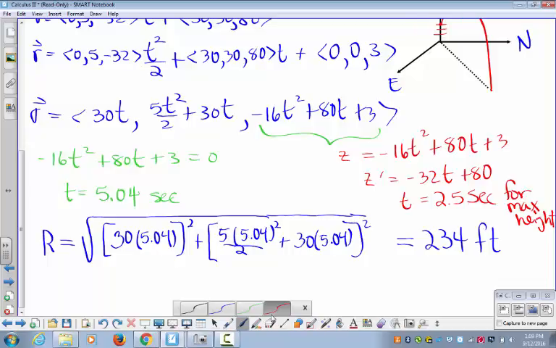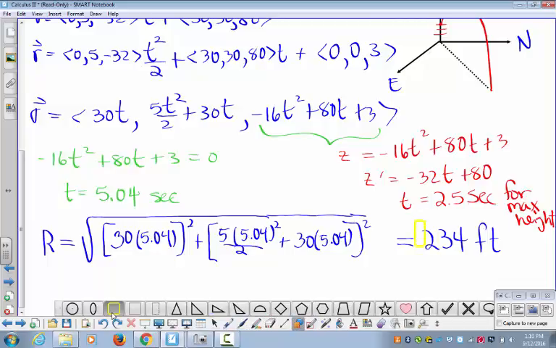All right. And to actually calculate that max height, what do we do with that 2.5 seconds? Plug it right back into z. That will give us our max height, because z is measuring how high we are. Does that make sense to everybody? There's our range. And if we plug that back in, our max height.